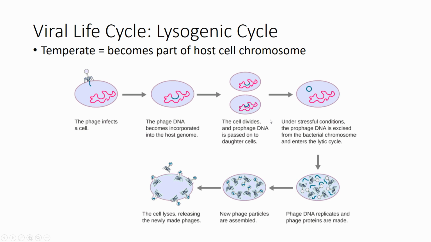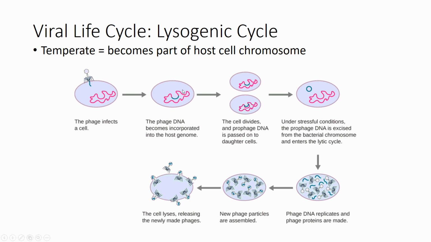The other option is considered the lysogenic cycle. In the lysogenic cycle, the virus is considered temperate because it can become part of the host cell chromosome for at least part of the life cycle. So we'll still have attachment and penetration, where the bacteriophage infects the host cell with DNA. The temperate part of this life cycle is now the phage DNA is incorporated into the host cell DNA.